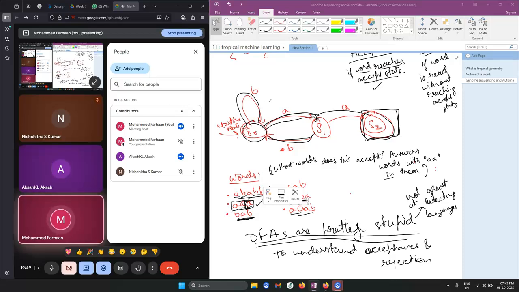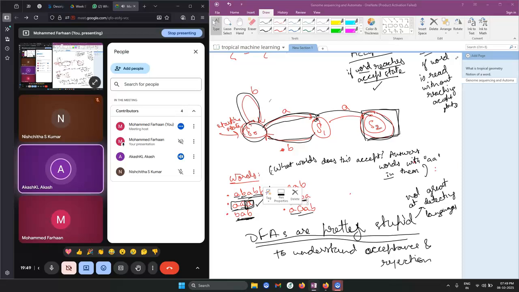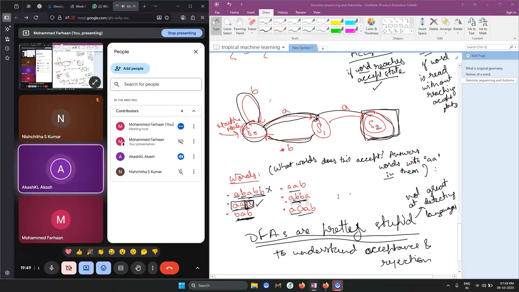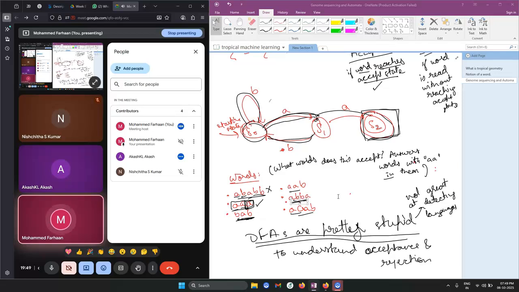Which example, Akash? A is accepted, no? So many A's will be accepted at the end. It's a finite string also. In case of 10 A's, it will be accepted. Yeah, it will be accepted, because if I have 10 A's, then clearly I have somewhere where I have 2 A's next to each other. So they're accepted.